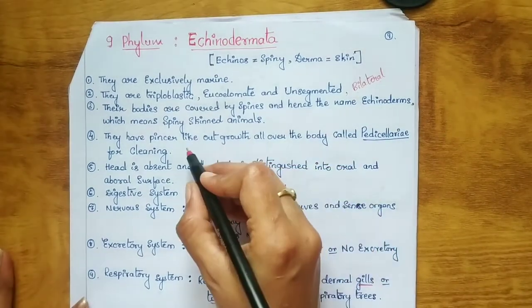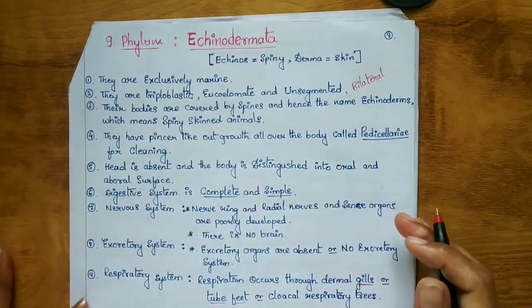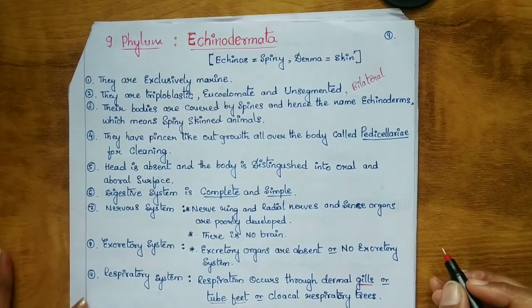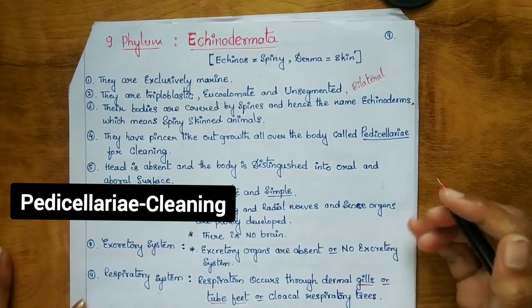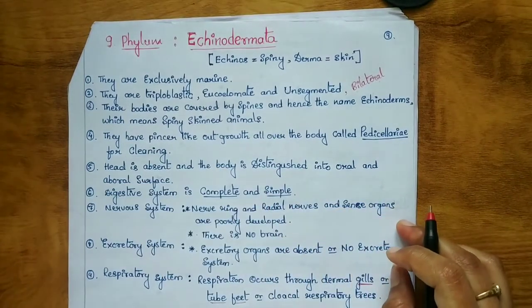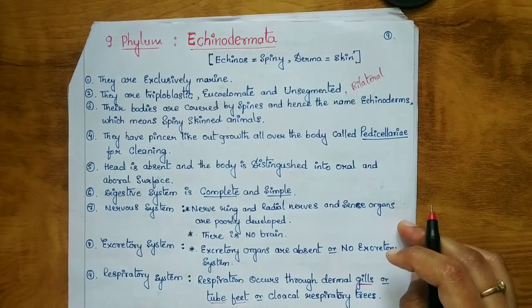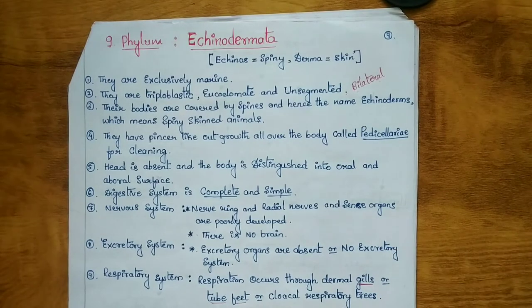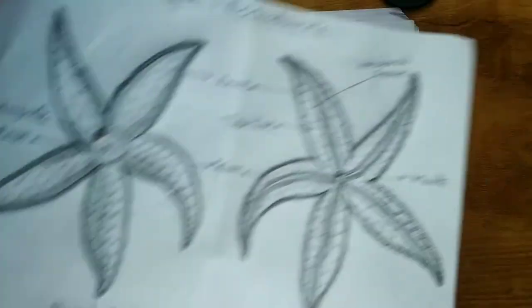They have pincer-like outgrowths all over the body, which are called pedicellariae. These pedicellariae help in cleaning. Okay, and here they don't have a head, which means the head is absent, and the body is distinguished into oral and aboral surface. Let us know what the oral and aboral surfaces are.